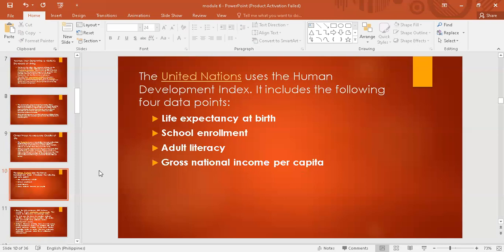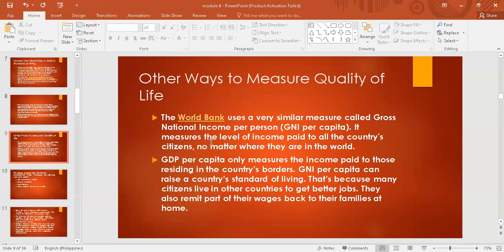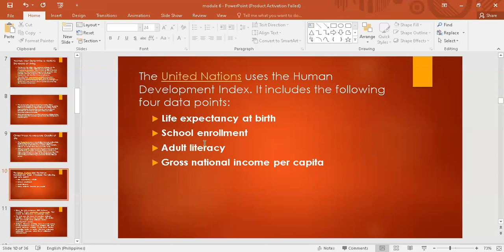Okay? Next ay yung ito naman kung paano mini-measure ng UN. Kanina sabi natin, the World Bank GNI, yung measurement ng quality of life. Si UN, ang gamit niya ay Human Development Index or HDI. Ano naman to? It includes the following 4 data points. So life expectancy at birth, school enrollment, adult literacy, and gross national income per capita. So sa UN, they measure a healthy society by this index.